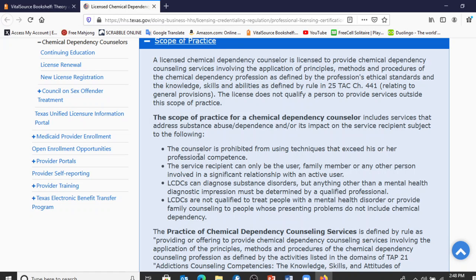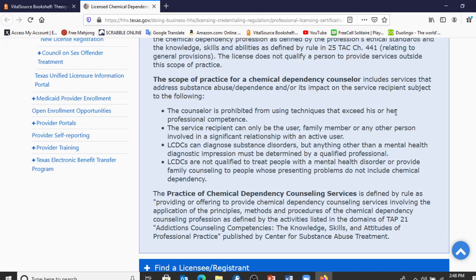And these are the limitations. The counselor is prohibited from using techniques that exceed his or her professional competence. You have to have the educational credentials in order to do certain things. We do not diagnose outside the substance use realm, nor do we provide services outside the substance use realm with techniques that we haven't been trained and credentialed in. The service recipient can only be the user, family member, or any other person involved in a significant relationship with an active user. And that sounds limiting, but it's really not, if you think about it.